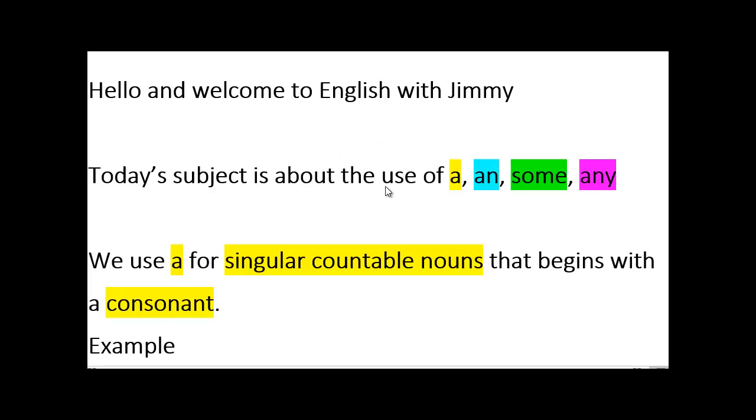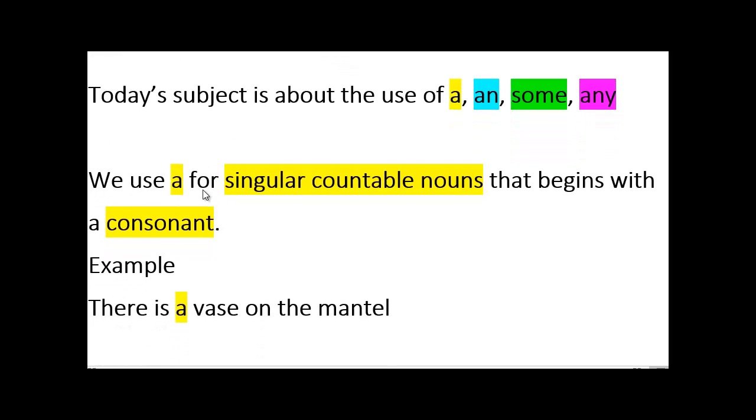Today's subject is about the use of a, an, some, and any. We use a for singular countable nouns that begin with a consonant. We know the alphabet has got vowels like A, E, I, O, and U, and the rest are consonants.